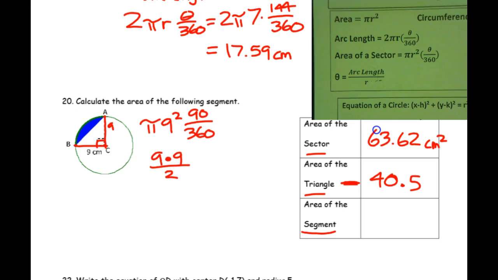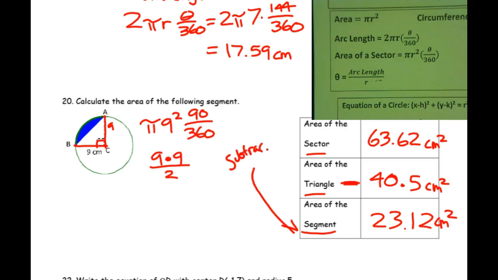And then to get our final area of a segment, we need to subtract these. Okay? So, when we subtract, we get 23.12. And these are all centimeters squared. So again, you subtract that and that.